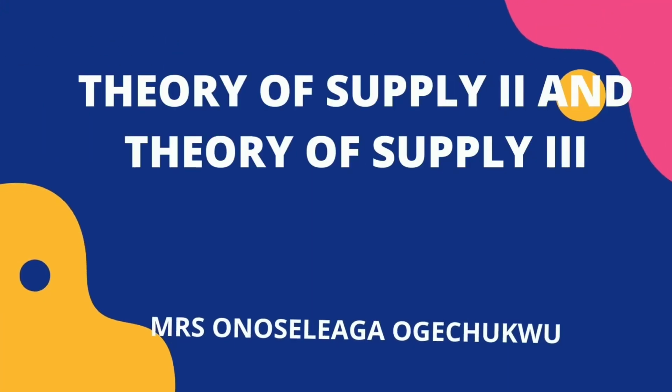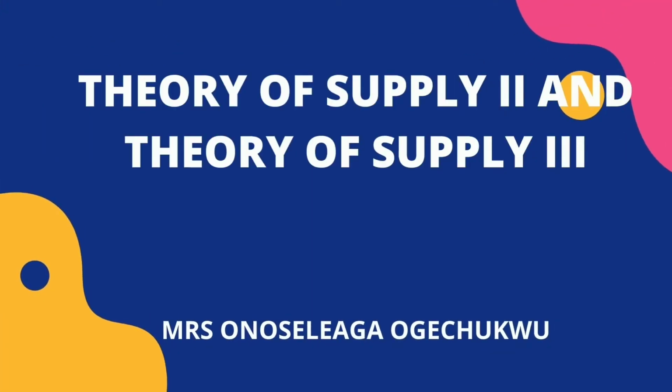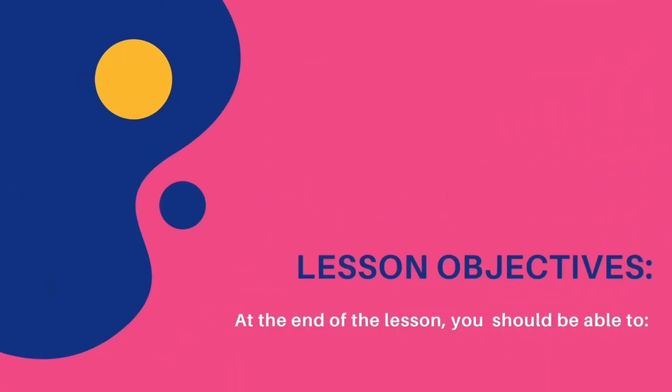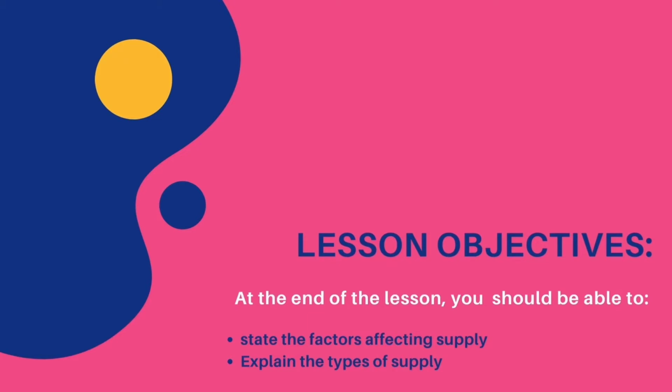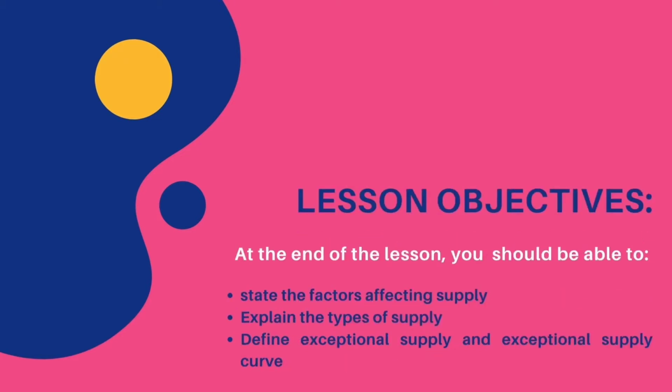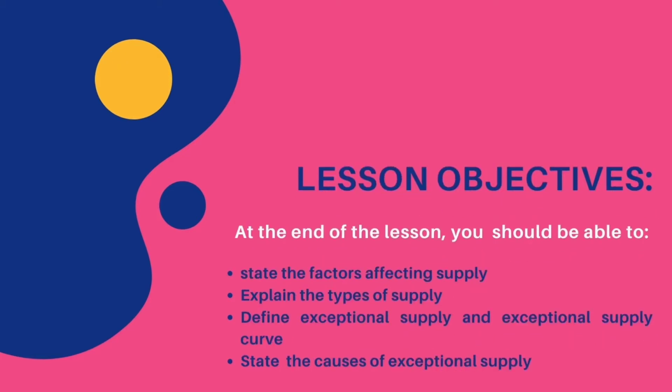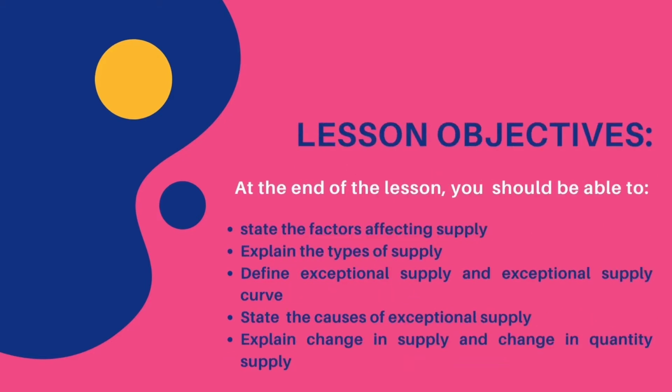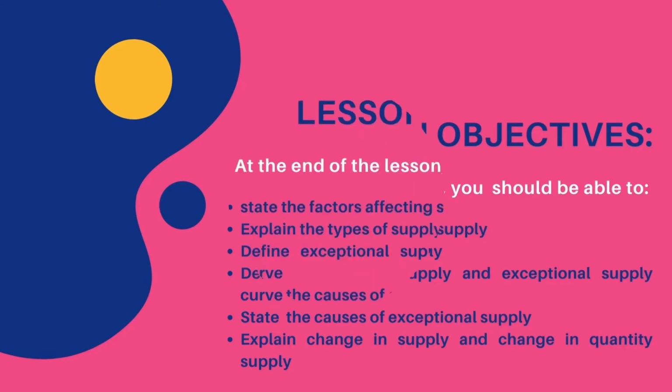In today's lesson, we are going to study the topic Theory of Supply 2 and Theory of Supply 3. Lesson objectives. At the end of the lesson, you should be able to state the factors affecting supply, explain the types of supply, define exceptional supply and exceptional supply curve, state the causes of exceptional supply, explain change in supply and change in quantity supplied, and define equilibrium.